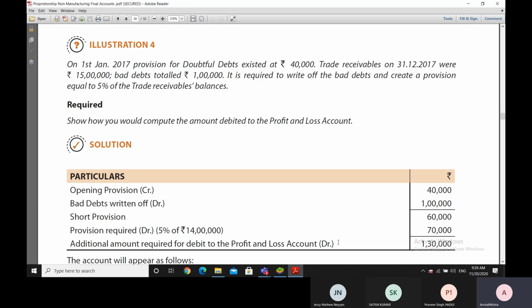Apart from that, we need a provision of 60,000 rupees to adjust these remaining bad debts of 60,000 rupees, because 40,000 will get adjusted against the opening provision for bad and doubtful debts. So we need a fresh provision of 60,000 for adjusting these bad debts. We also need a 70,000 provision, which is 5% of 14 lakhs at the end of the year. So we therefore need a total provision of 1,30,000 rupees.